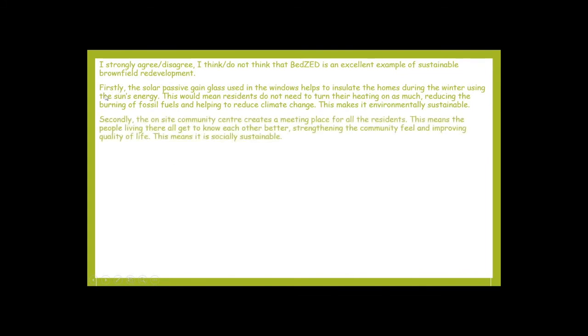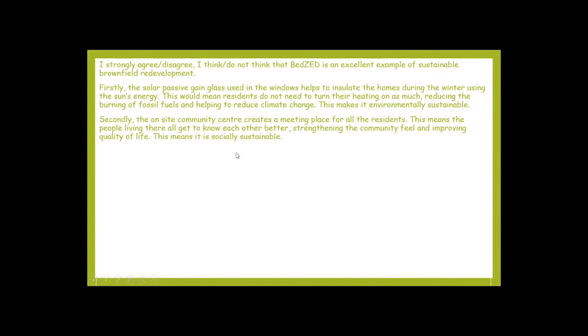Secondly, so I've got nice little connectives, my answer is flowing nicely. The on-site community centre creates a meeting place for all residents. That's just a statement, it doesn't pick me up a mark yet. This means, now I'm elaborating. So now I'm going to start getting marks. The people living there all get to know each other better, strengthening the community feel, tick, and improving quality of life. Good key term, tick. This means it's socially sustainable. I'm shoving it in the examiner's face that I understand the concept of sustainability.